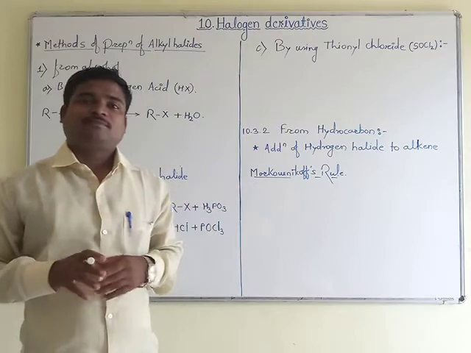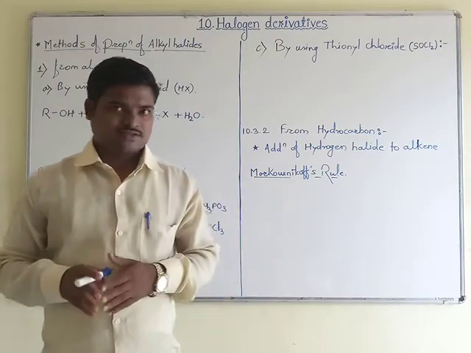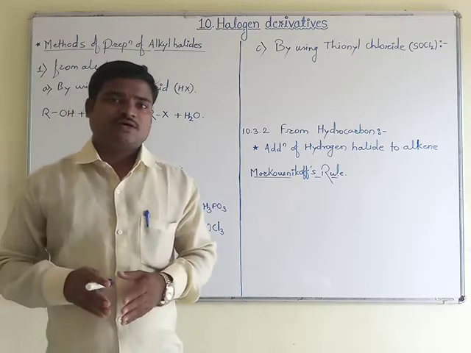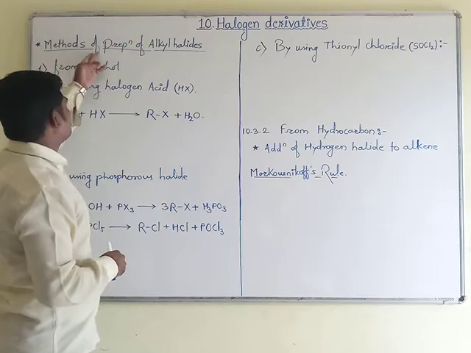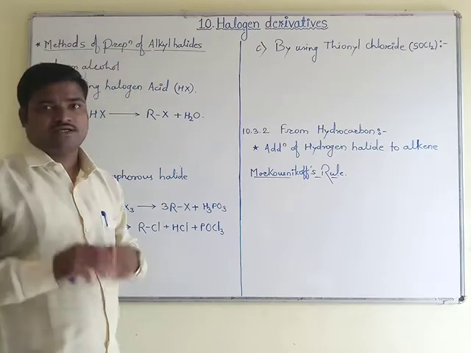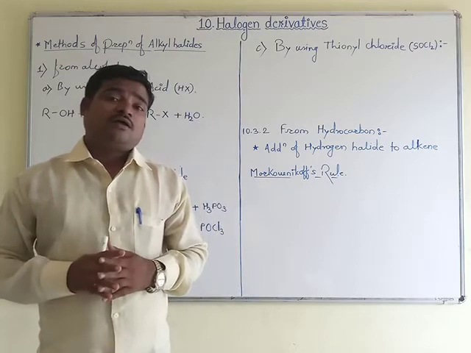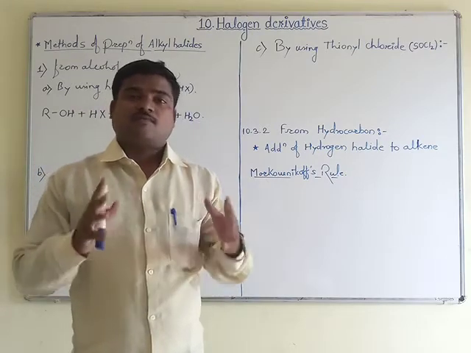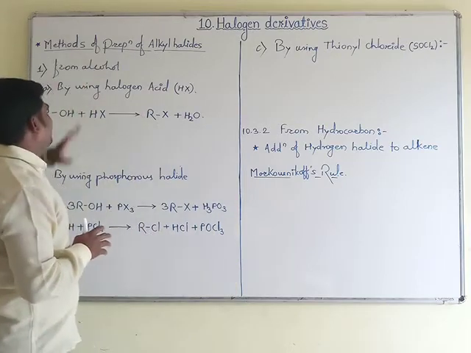Now we are in the chapter of halogen derivatives of alkanes and arenes. In this chapter we are looking at this point, that is methods of preparation of alkyl halides. In our previous video we have seen some IUPAC nomenclatures of compounds, and after that we are in this point.